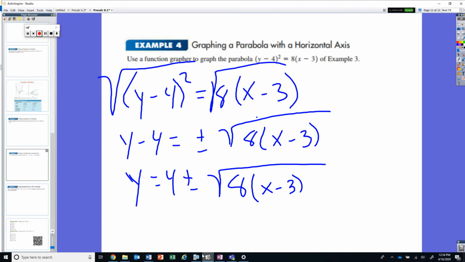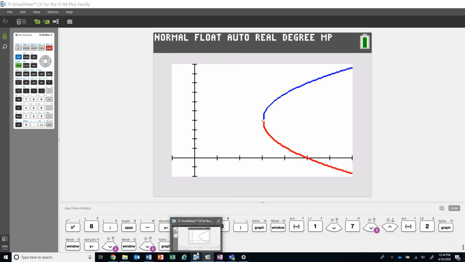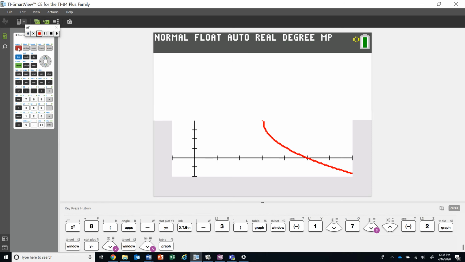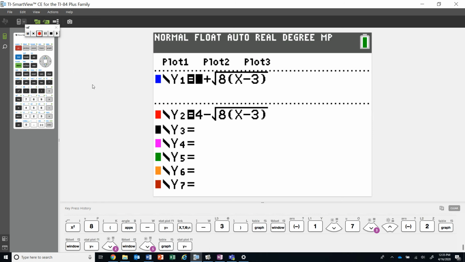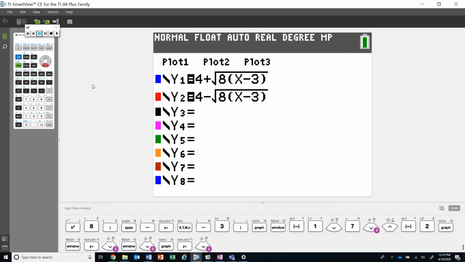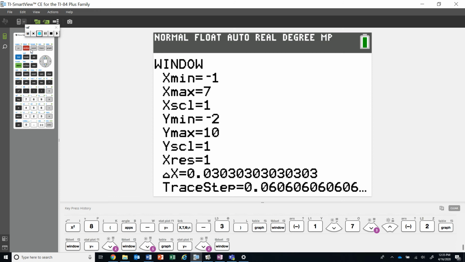So let's take a look here real quick at what our graph is going to look like. As you can see here in my y sub 1, my y sub 2, I went ahead and just made my 4 plus and my 4 minus. So you can take a look at exactly how I did that. And then for the window, since we had a vertex at (3, 4), we just want to make sure that we're centering the vertex as much as possible. So that's all I really did when trying to find a good window that worked.